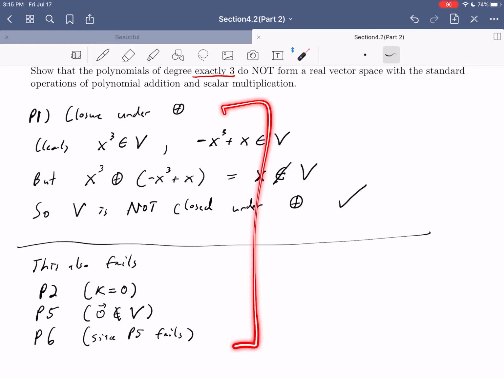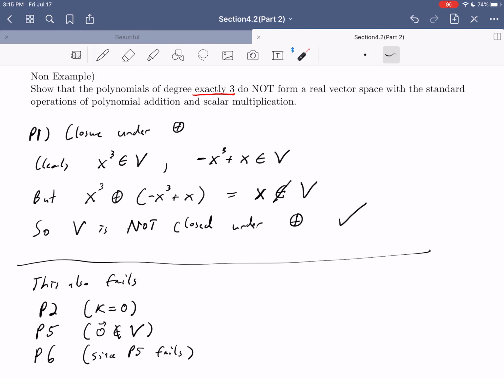What fails here are all the things that deal with the fact that we switched from degree less than or equal to 3 to exactly 3. So we lost closure under scalar multiplication, we lost the 0 vector, and we also lost additive inverses because we don't even have a 0 vector. So what that basically tells us is that this one would not be a vector space.